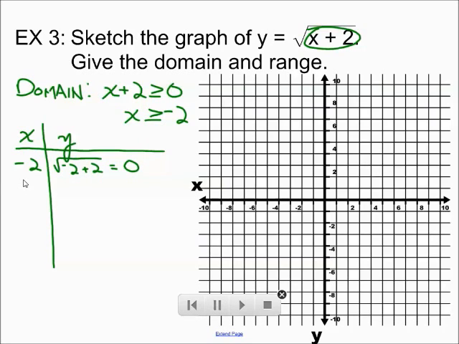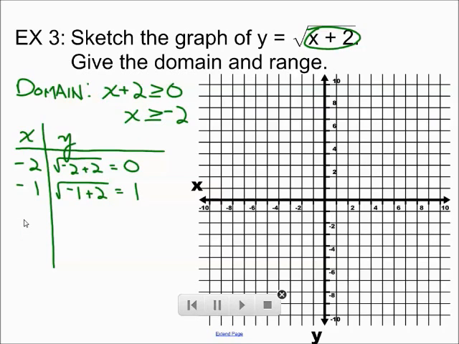So when we plug -2 into the function, -2 plus 2 is 0, and the square root of 0 is 0. Now we need to be careful here on the next thing we want to plug in because we want it to be a perfect square. So let's see, it's got to be greater than -2. If I plug in -1 though, this should work. -1 plus 2 is 1, and the square root of 1 is 1.